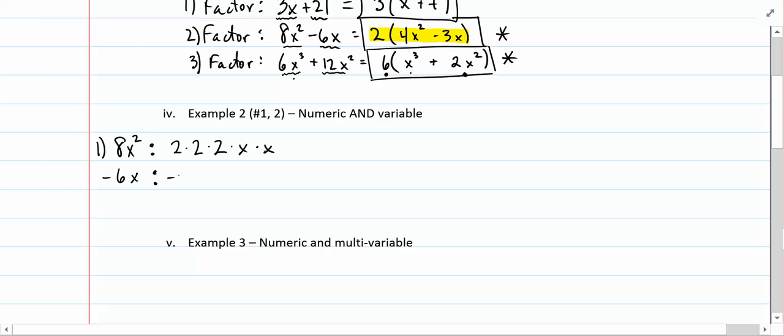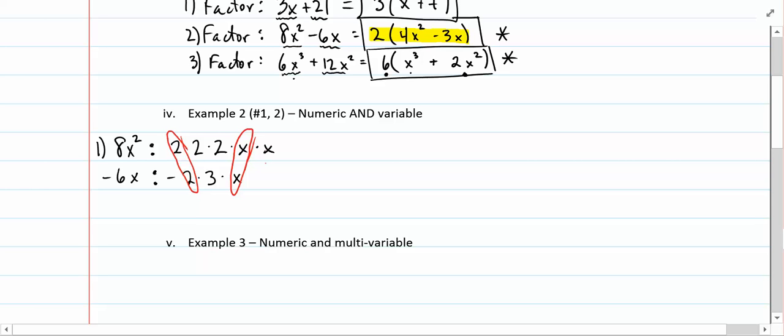In the next example, I have a negative sign because this was a negative 6, and then I have to list the prime numbers 2 and 3 because 2 times 3 equals 6. And in this case, we have just one x. By listing the prime factorization, we should be able to identify all factors that are common, not just numeric factors.